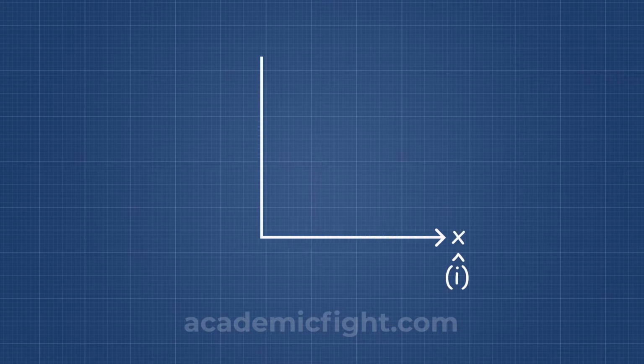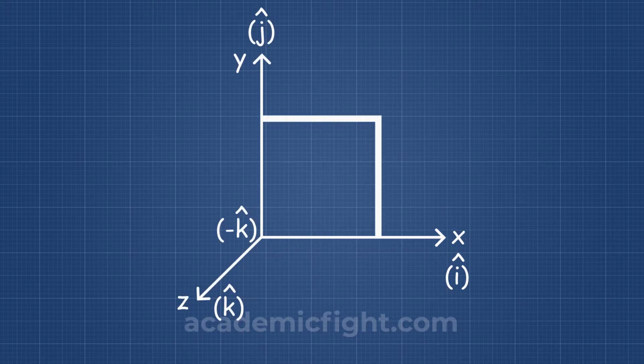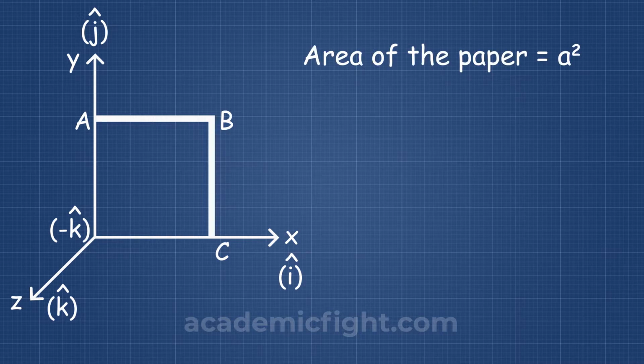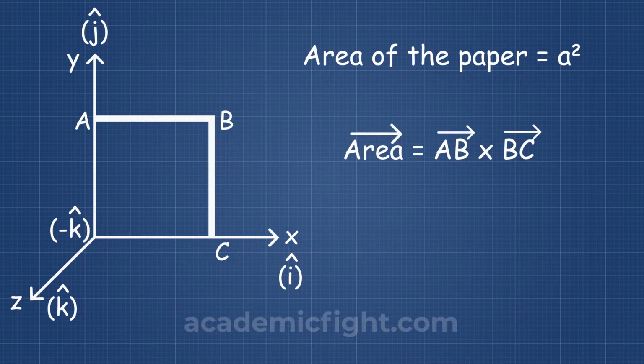Let us try to understand this with an example. Let's say we have a 3D plane x, y and z. And a paper of length a and breadth a is kept on the xy plane. So according to theory, area of the paper is equal to a square, magnitude-wise. And in vector terms, area is equal to AB vector cross BC vector. Since the length of AB vector is a, and length of BC vector is also a.